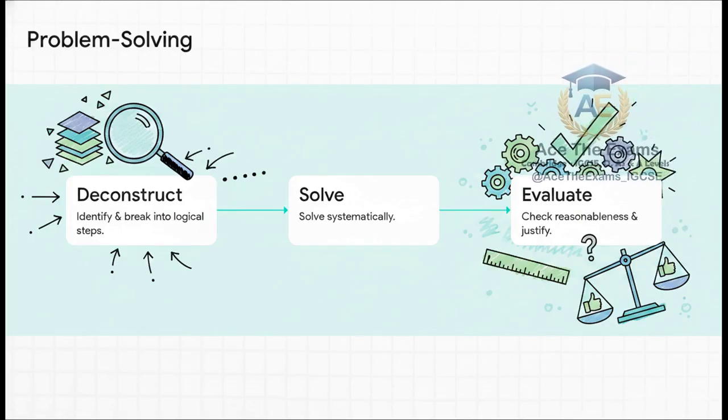First, deconstruct. Identify the given information and break it down. Second, solve. Execute your answer systematically. Third, and most importantly, evaluate. What does checking reasonableness look like?